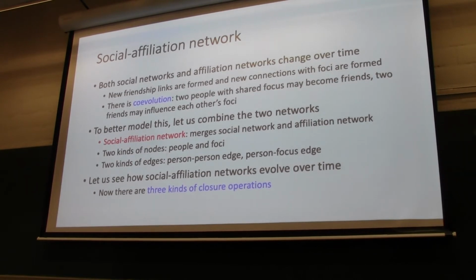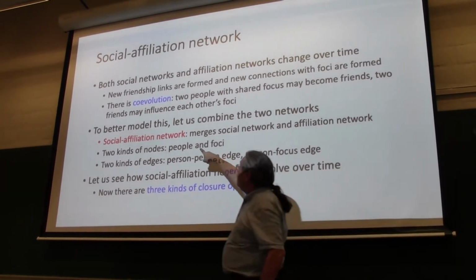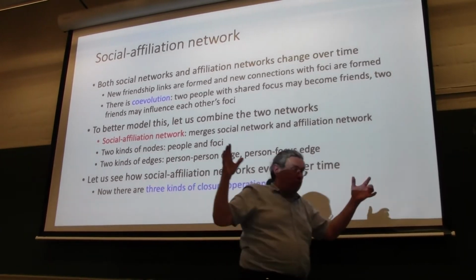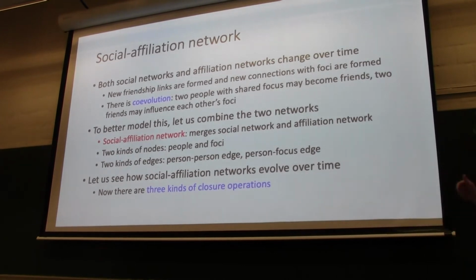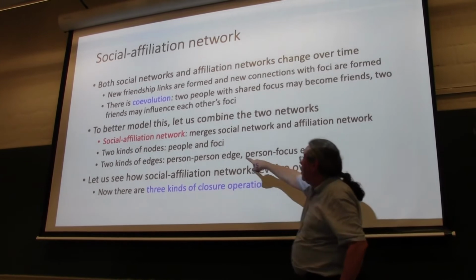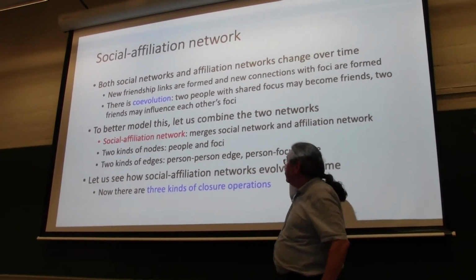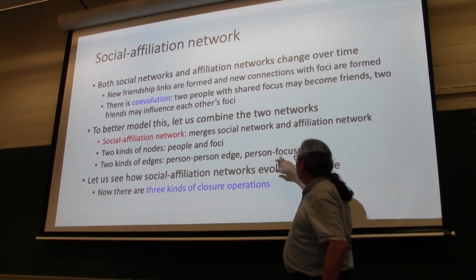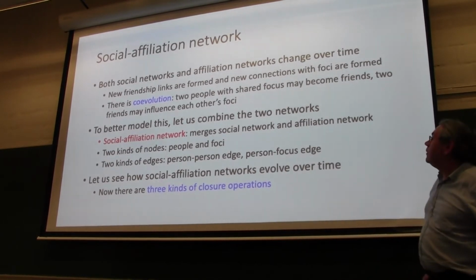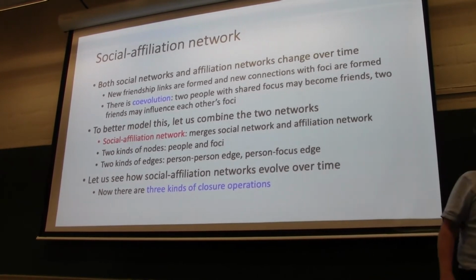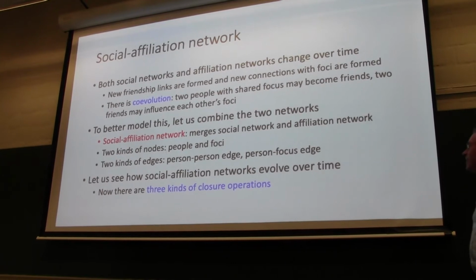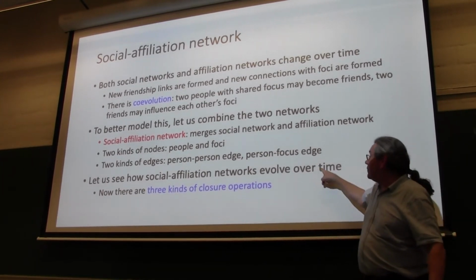And co-evolution. Two people who have a shared focus may become friends, but they also have influence on each other, okay? So that's why we combine the two. So we have this bigger network, which has not only people, but also these focus nodes, okay? So we have two kinds of nodes, people and foci, and two kinds of edges, person-focus edges, but no focus-focus edges, because it's bipartite. And then we'll see how it evolves over time.